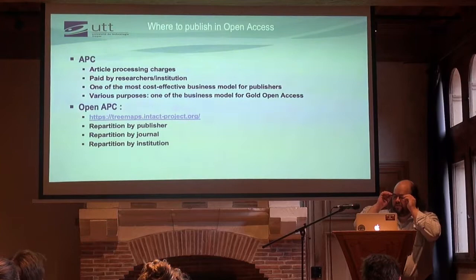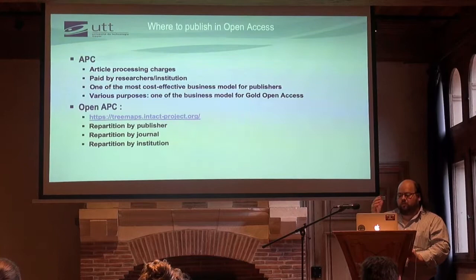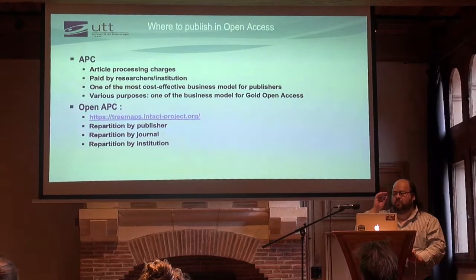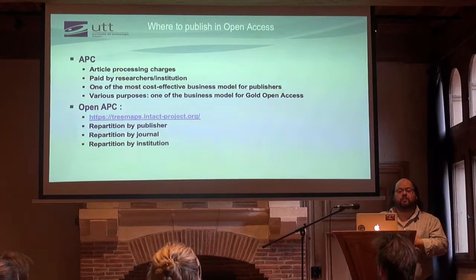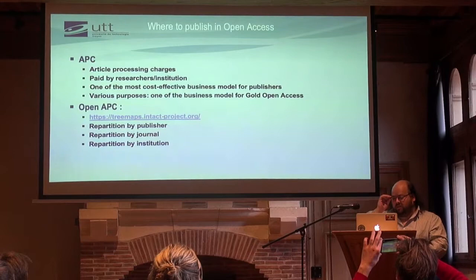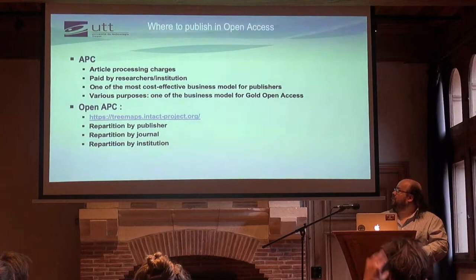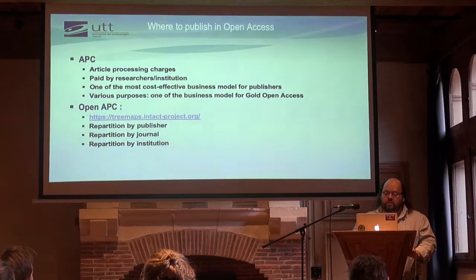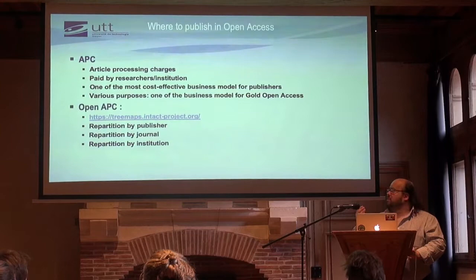For the gold open access, for the open access publishers, the business model is the APC, article processing charge. You maybe already know about that. APCs are often for the editing work, but it's mostly for the open access. That's why we talk about an author-pays model. The researchers or the institution itself pays for the publication in open access. It's one of the most cost-effective business models for publishers.